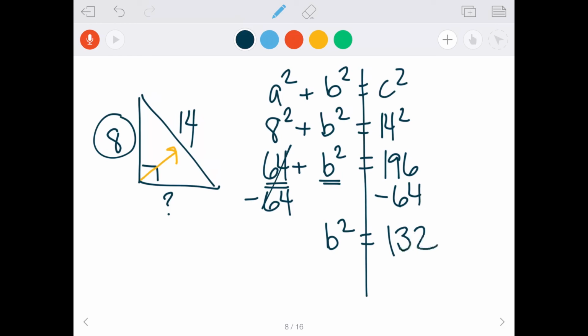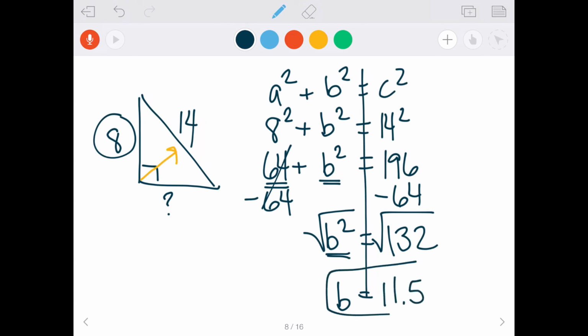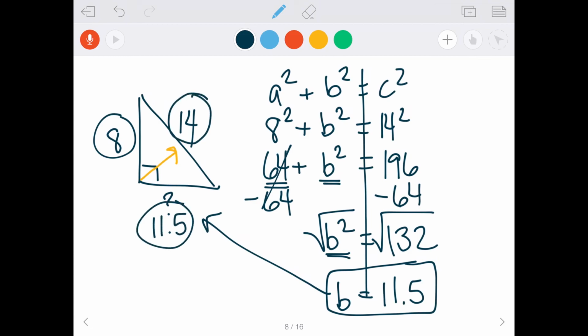And then, just like on the last one, your last step has to be to do the square root, because I don't want B squared, I want just B. And the only way to get that is to square root it. So let's do the square root of 132. It is 11.48. That rounds to 11.5. And I'm always going to come back to my triangle and check to see if it makes sense. Now, since 14 is the hypotenuse, that has to be the longest. So 11.5 is good because it's shorter, but only by a little bit.